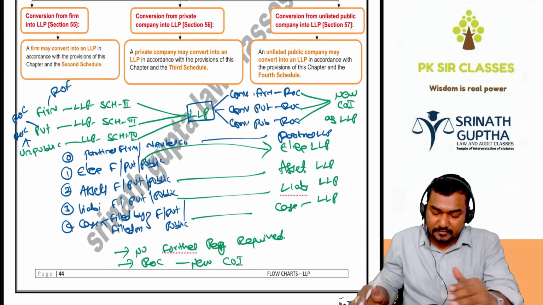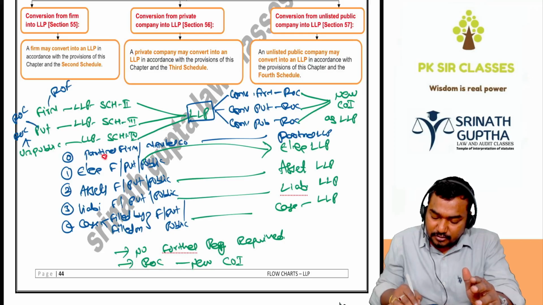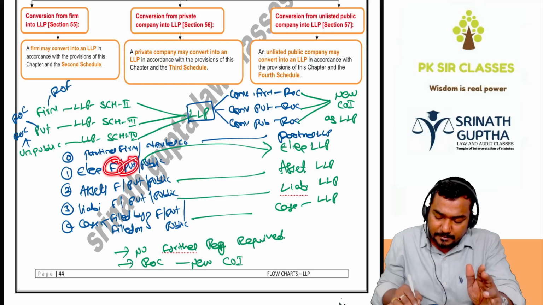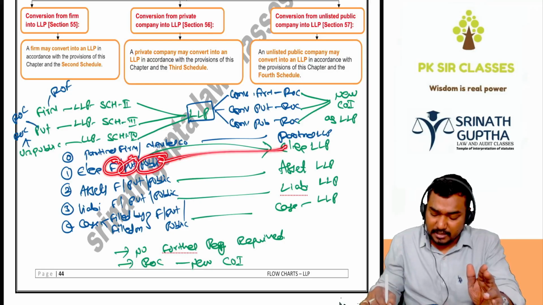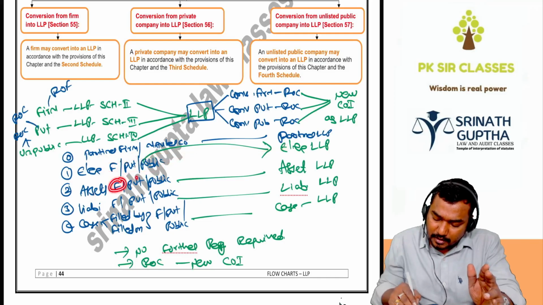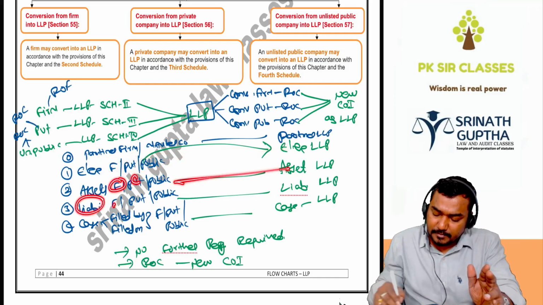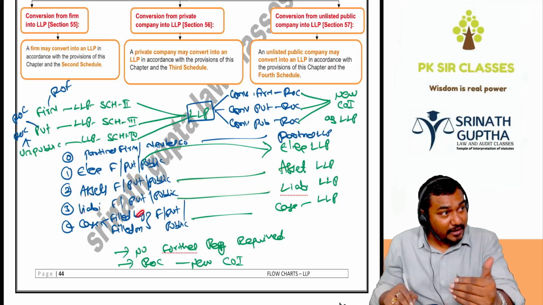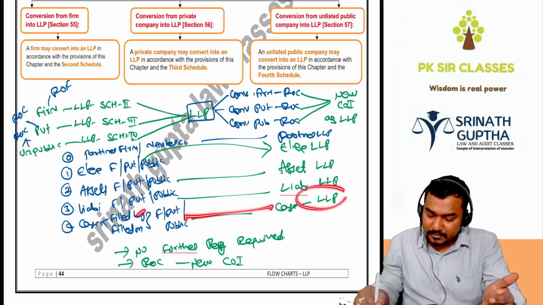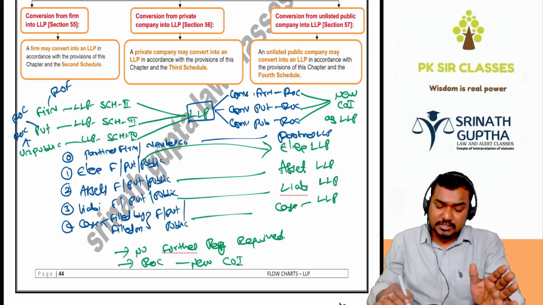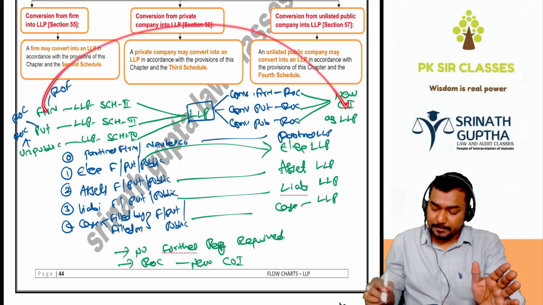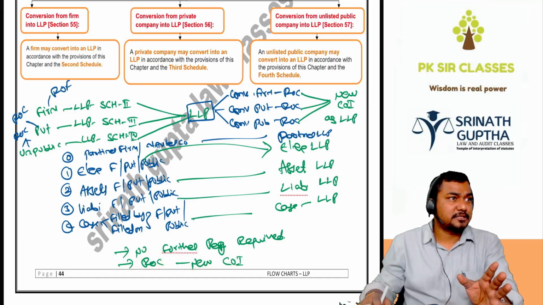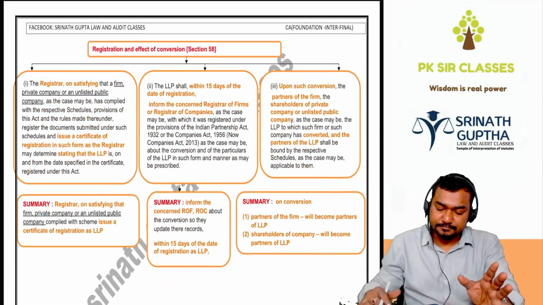Because of this conversion, partners of the firm and members of the company will become partners of the LLP, and employees of the firm, the private company and the public company will become employees of the LLP. Assets of the firm or company will become assets of the LLP. Liabilities of the firm will become liabilities of the LLP, and cases filed by or against the firm or company will become cases of the LLP. The properties will be transferred from the firm or company to the LLP without further registration, and the ROC will issue a new certificate of incorporation under the new name. Done.